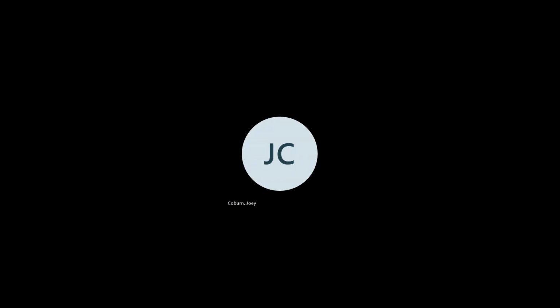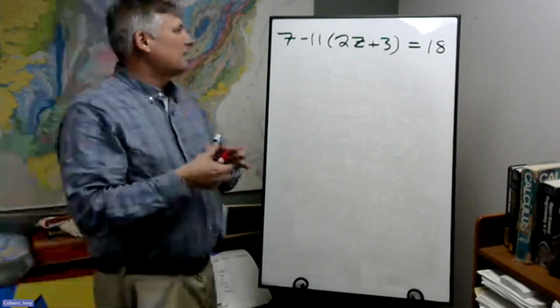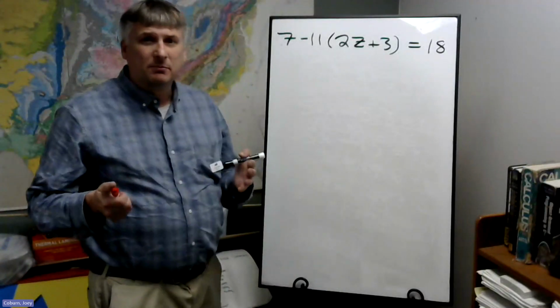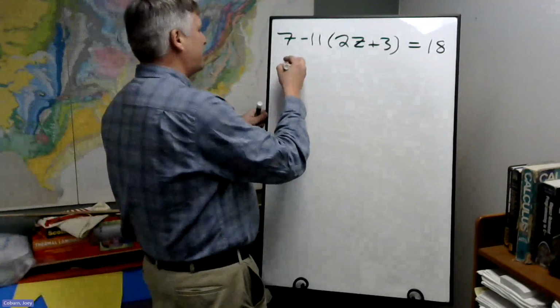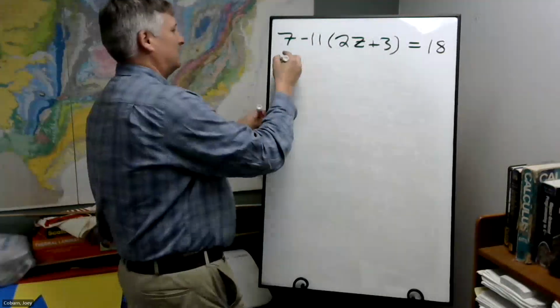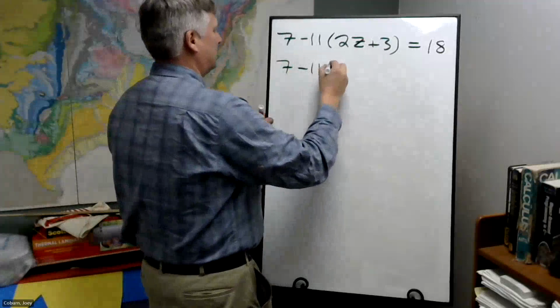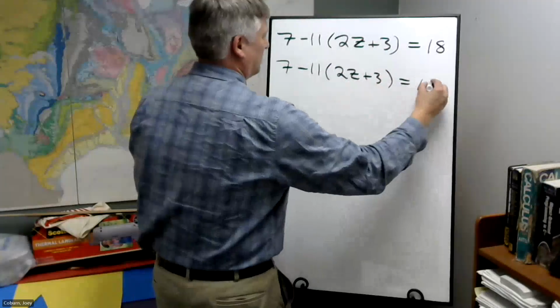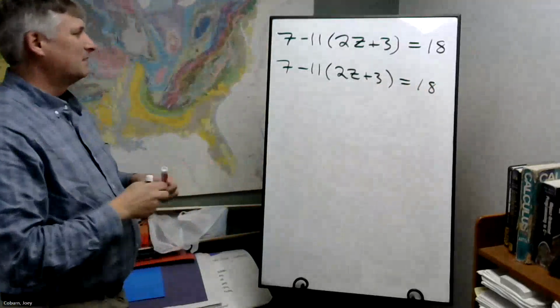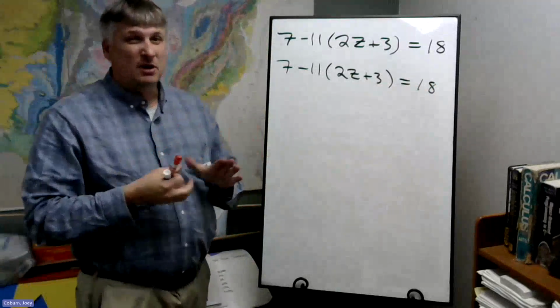Right. Now, suppose we have a problem like this. In this case, we could go about this in much the same way as before. We could do it this way. We could subtract. I'm going to put it like this. And again, we're going through PEMDAS backwards.